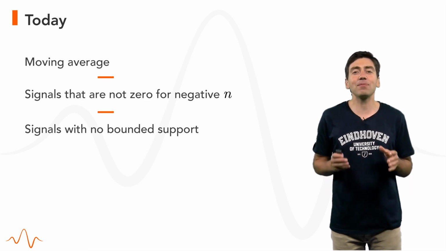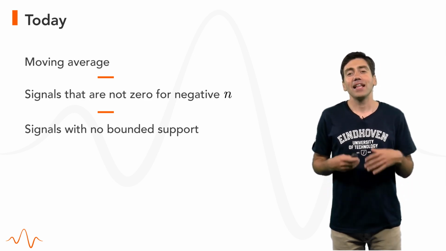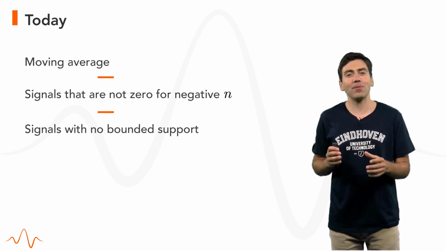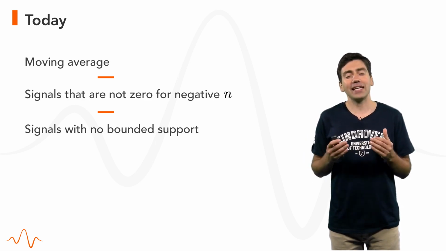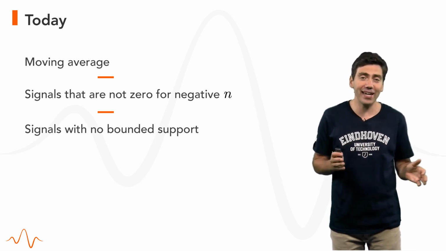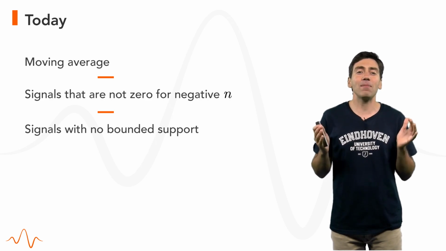Let us now look at some more interesting examples. First, we're going to look at a moving average, which is still a very basic example. But then we're going to look at examples for which the signals are not necessarily 0 for negative n and do not necessarily have a bounded support.